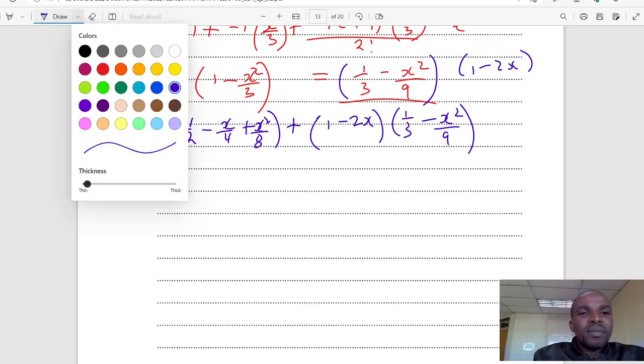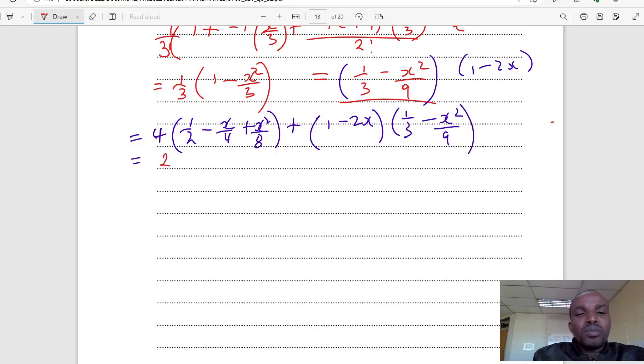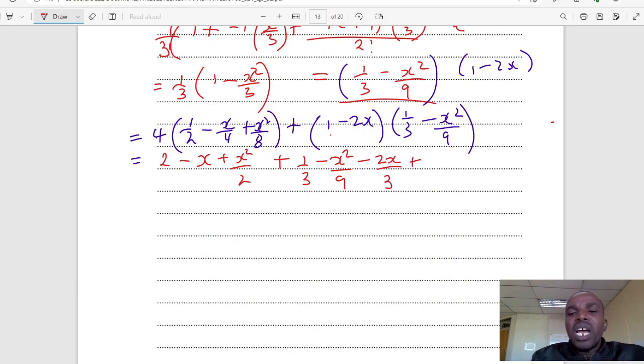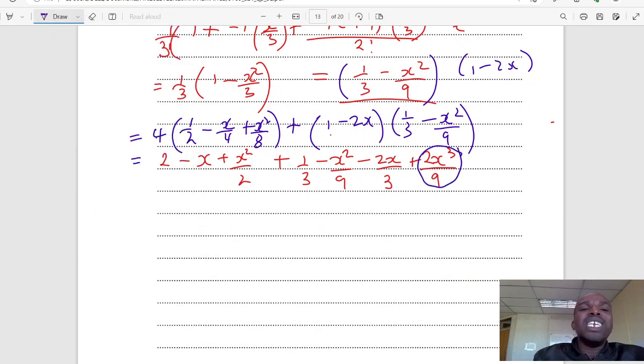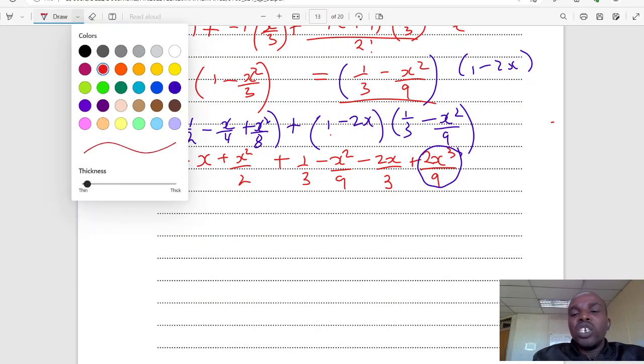It will be 4 times half is 2, minus x, then plus x squared over 2. Then plus, this part is 1 times 1/3, 1/3. 1 times minus x squared over 9 is minus x squared over 9. Then minus 2x times 1/3 will be minus 2x over 3. Then plus, this one will be x cubed actually, 2x cubed over 9. For this one, I don't need it, because I want up to the term in x squared. So I have to ignore it.